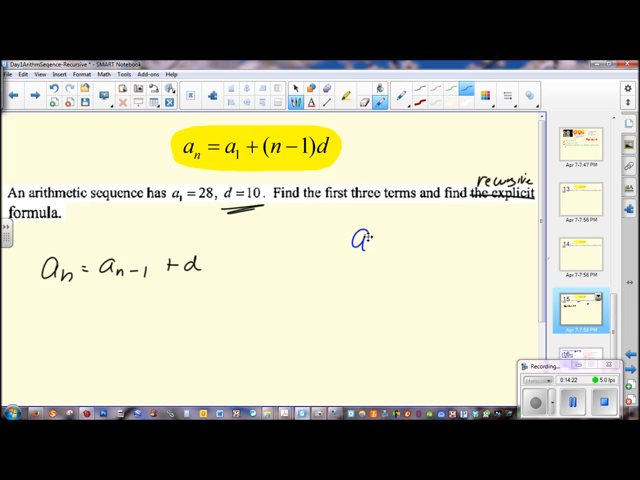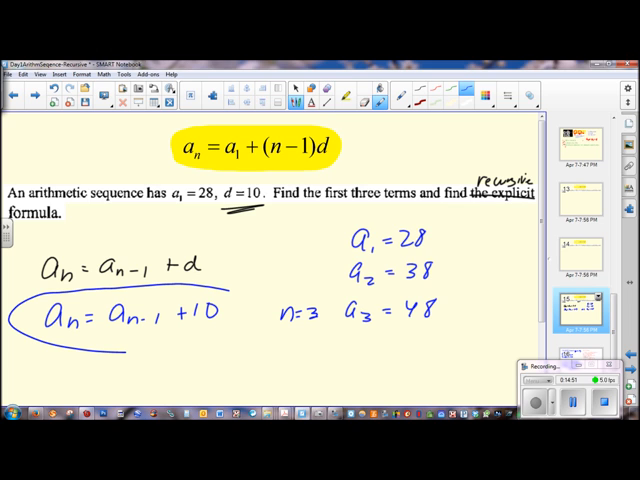If I know a sub 1 is 28, then I know a sub 2 is 38. I know a sub 3 is 48, and now that might help you see in terms of the n and the n minus 1. Here, n is equal to 3, and so if I want to know what the third term is, I would be taking the second term and adding d to it. So I can find any term by taking the term previous and adding 10.